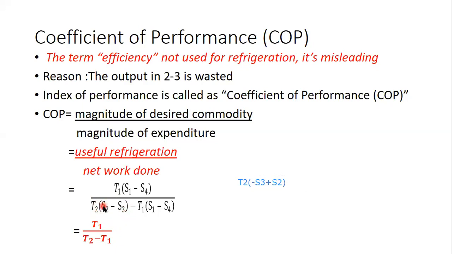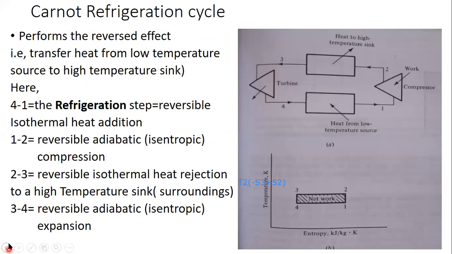Okay, so T2 into S2 minus S3 minus T1 into S1 minus S4. So here we know S2 and S1 are same, S3 and S4 are same, because 1 to 2 is an isentropic compression process, 3 to 4 is an isentropic expansion process.